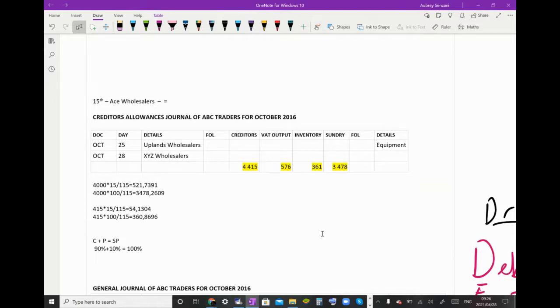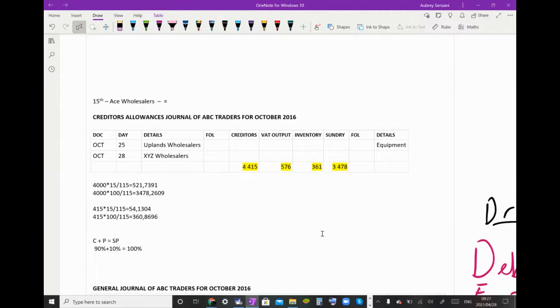Where did we have creditors allowance journal transactions? And again, this is where you're really going to start to enjoy the fact that you listed, because now you just go, where do I have CAJ? Where do I have CAJ? First one was on the 25th. Go to the 25th.